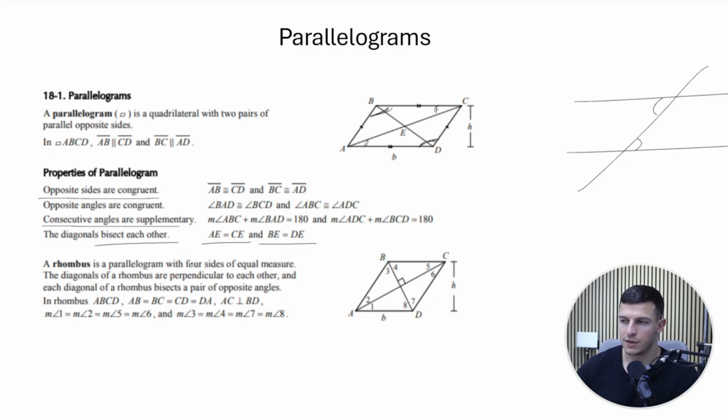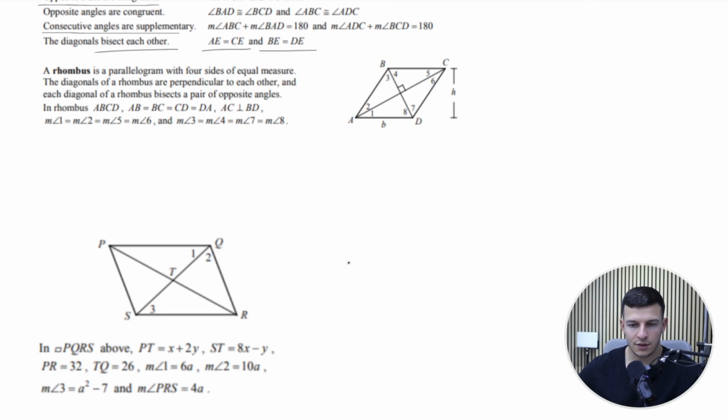And the rhombus is a very special case of parallelogram where all sides are equal, and whenever the diagonals cut each other, they create equal pieces as well, but they cut at a 90-degree angle. Okay, so it's a special case of parallelogram where all sides are equal. All right, so with that in mind, let's solve some problems.